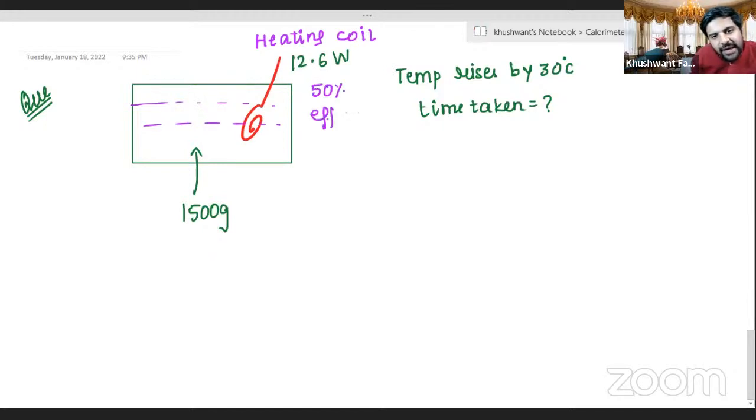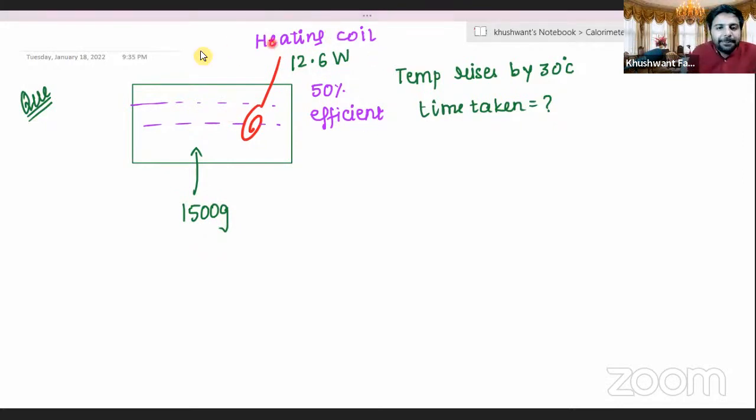50% efficient. That means whatever amount of power they are giving in the question, in reality, only 50% of it gets used to heat up the water. Rest 50% is dissipated before it could be supplied to water. आई होप क्वेश्चन क्लियर है. हमारे पास ये जो हीटिंग कॉइल प्रेजेंट है इसका एफिशिएंसी इज ओनली 50%. इसका पावर का वैल्यू इज 12.6 वॉट्स एंड द वाटर विच इज प्रेजेंट इन द tank is 1500 grams.